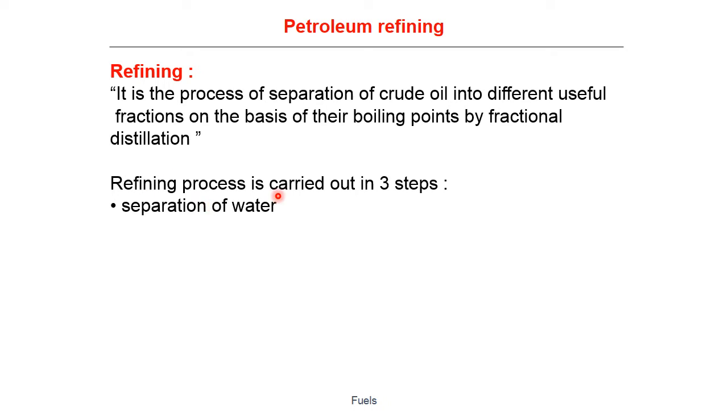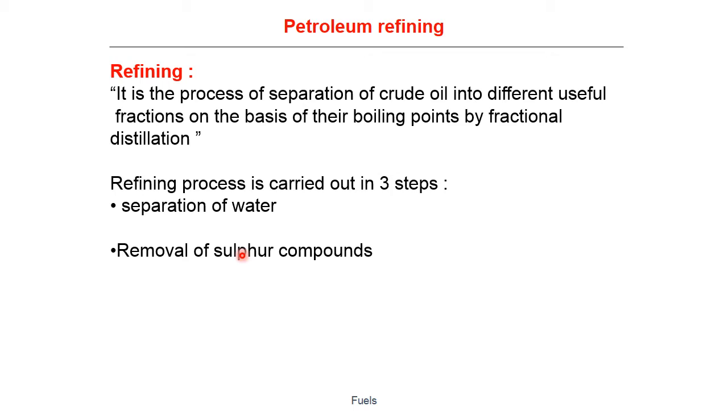This refining process is carried out in 3 steps. The first step is separation of the water. Crude oil is an emulsion of oil and water, so water is also present in the crude oil. We need to separate this water from the oil, and that process is called the de-emulsification process, because that mixture is present in emulsion form. For this purpose, we pass that emulsion through highly charged electrodes. The colloidal particles get combined, forming one big drop, and that drop gets separated out from the oil. So your first step is the separation of the water.